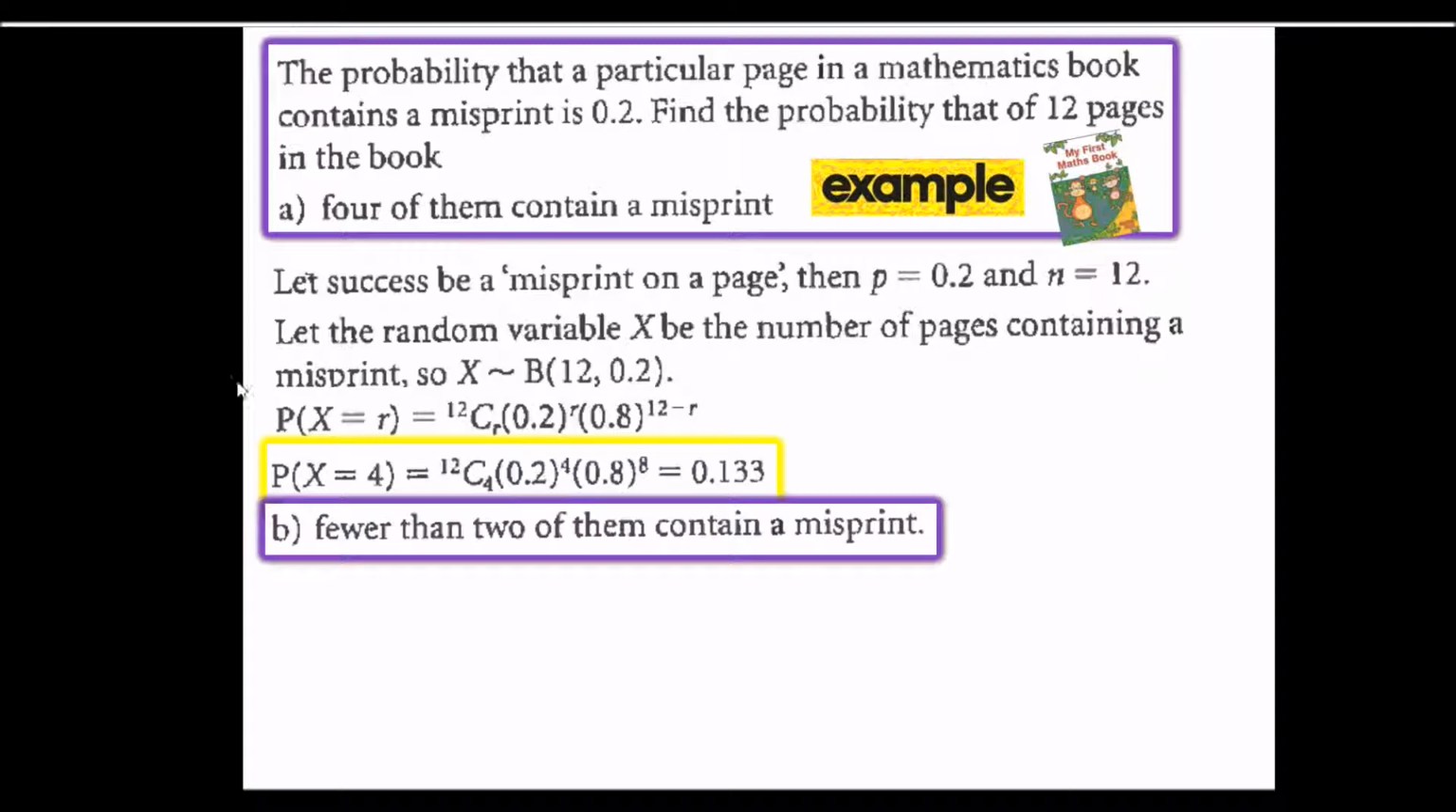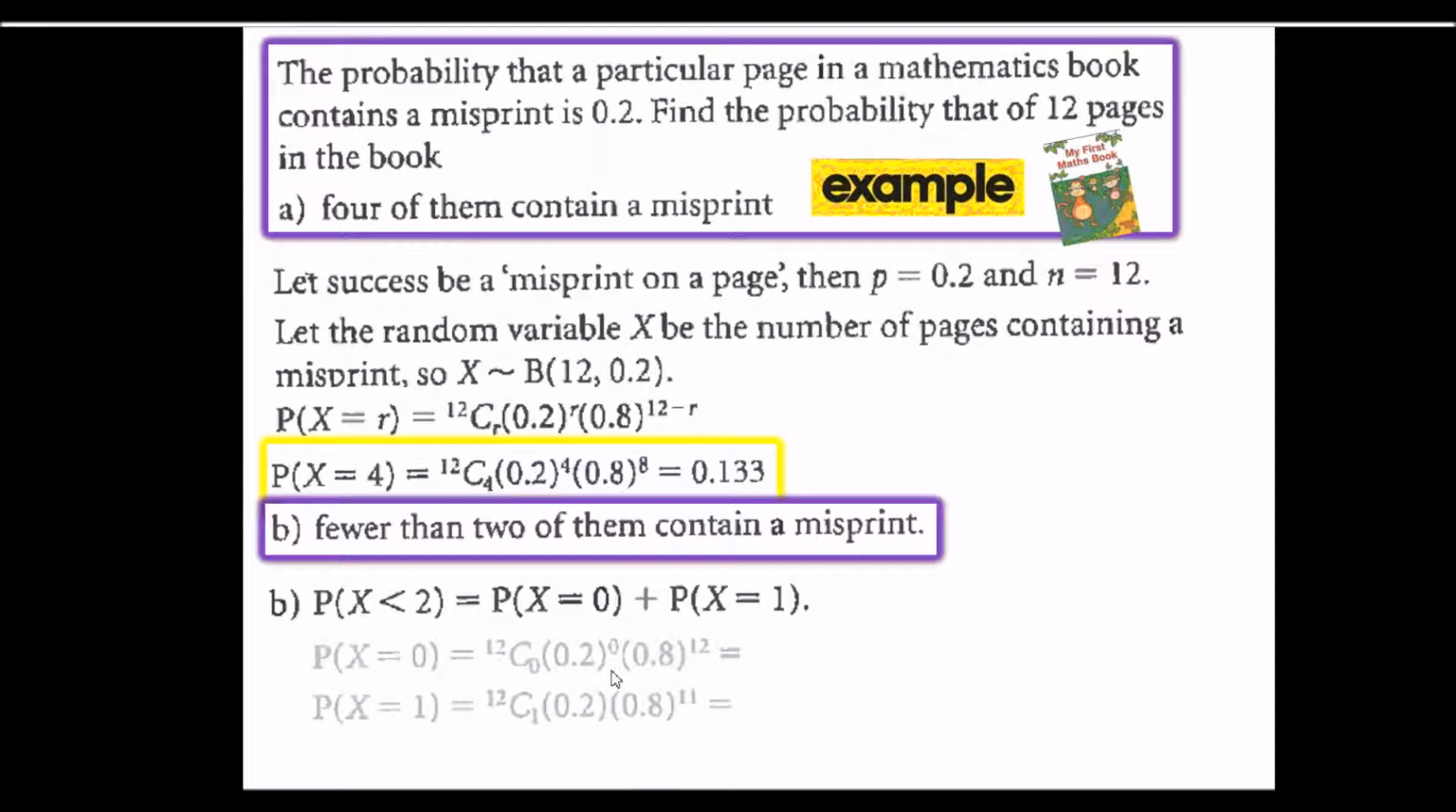And then part B, fewer than 2 of them contain a misprint. So less than 2 have a misprint. How could you write that? So probability that x is less than 2, fewer than 2, meaning that x is less than 2, as opposed to x equals 4, exactly 4 misprints. When you think of that, that's going to be equal to the probability that there's no misprints plus the probability that there's 1 misprint. We don't add the probability that there's 2 misprints because it says fewer than 2. So it's not equal to 2.